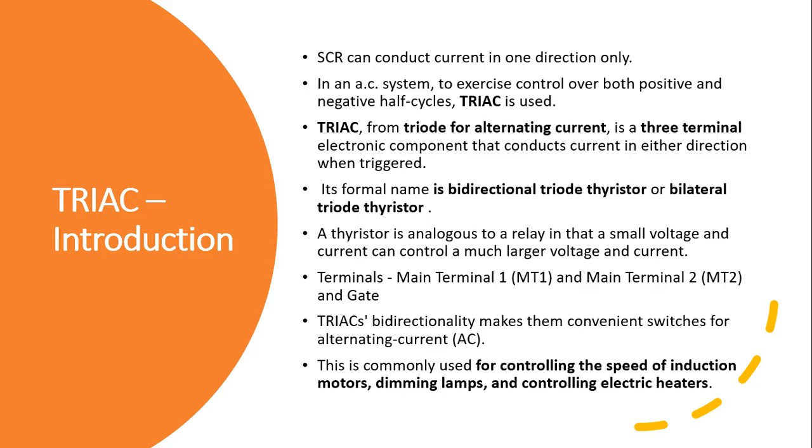And TRIAC's bidirectionality makes them convenient switches for AC current, and this is commonly used in controlling the speed of induction motors, dimming lamps and controlling electric heaters. So these are the bidirectional devices. And also it is a medium power application device.